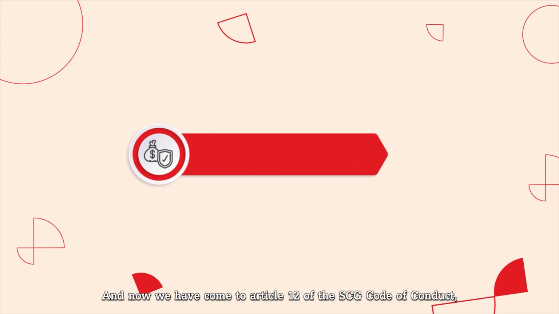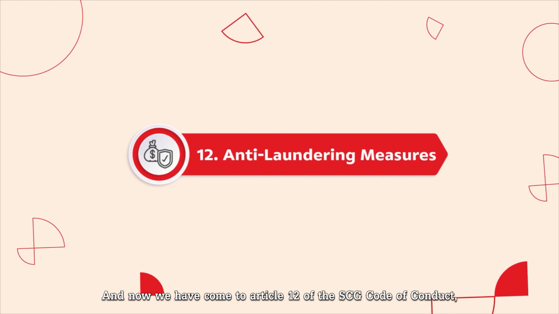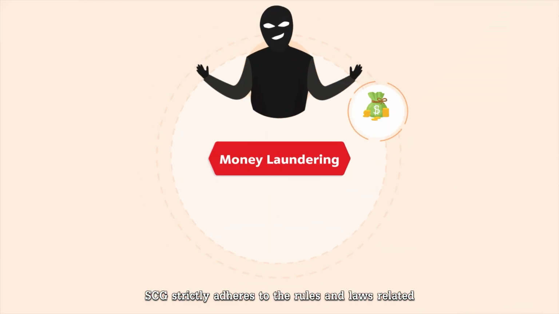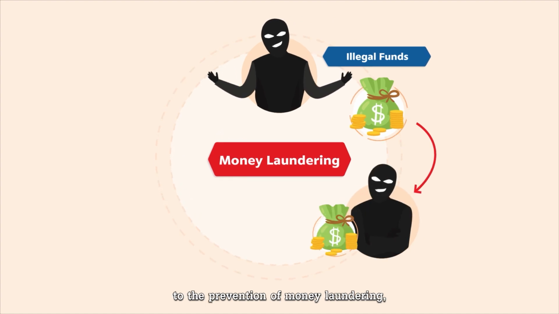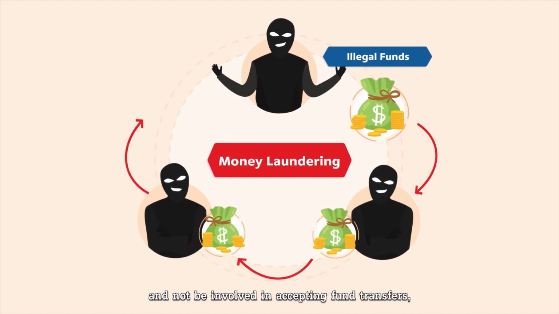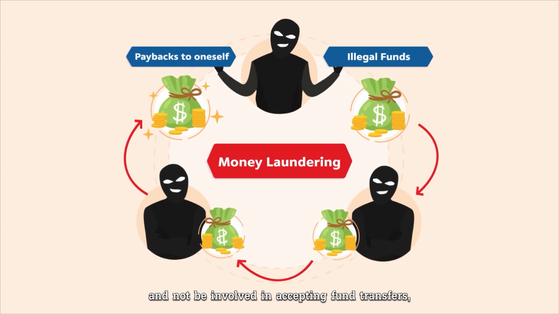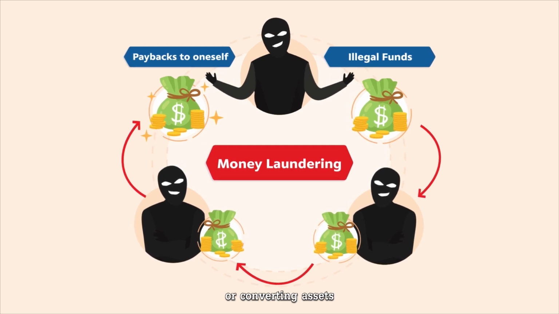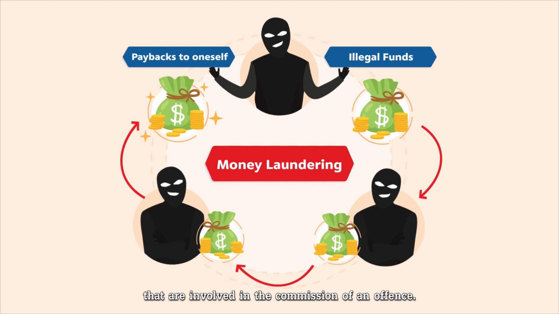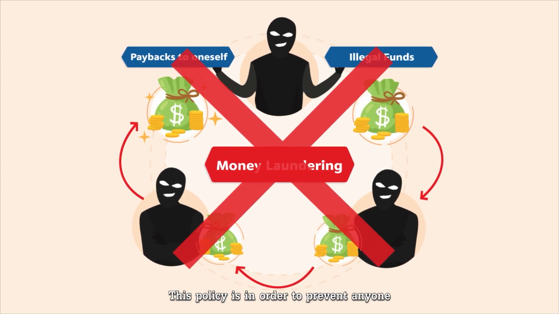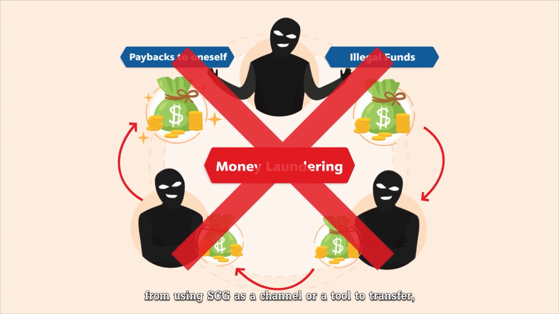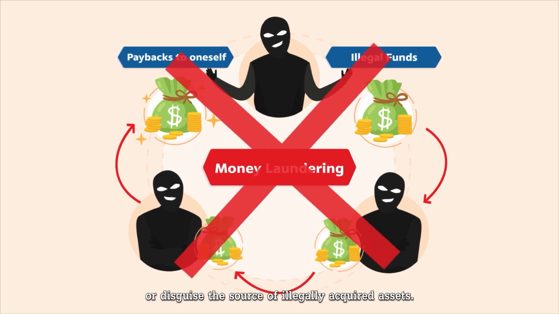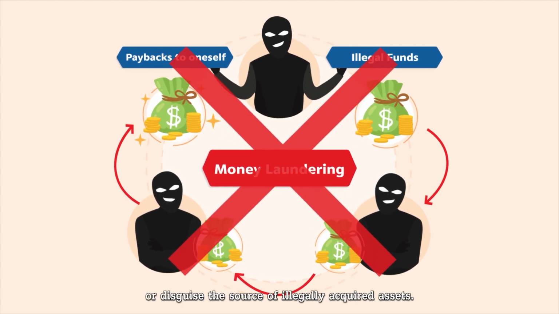And now, we have come to Article 12 of the SCG Codes of Conduct, which is Anti-Laundering Measures. SCG strictly adheres to the rules and laws related to the prevention of money laundering and will not be involved in accepting fund transfers, converting assets, or supporting the acceptance of fund transfers or converting assets that are involved in the commission of an offense. This policy is in order to prevent anyone from using SCG as a channel or tool to transfer, conceal, or disguise the source of illegally acquired assets.